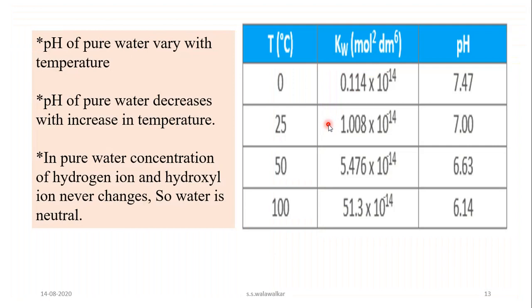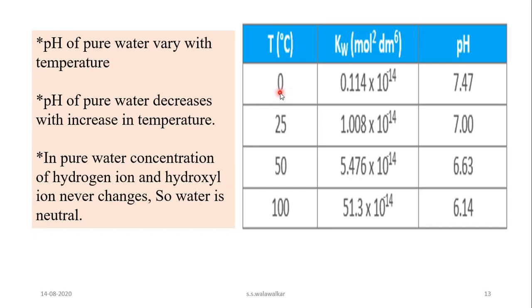Then the second important point is that the pH of pure water varies with temperature. You know that here the temperature is 0 degrees Celsius, then 25 degrees Celsius, 50 degrees Celsius and 100 degrees Celsius. You have studied in the last video that the value of Kw, the ionic product of water, which is the equilibrium constant, depends upon the temperature. If you increase the temperature, the value of Kw also increases. That we have already studied.